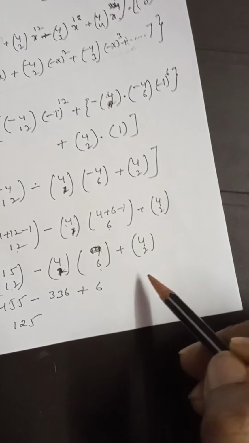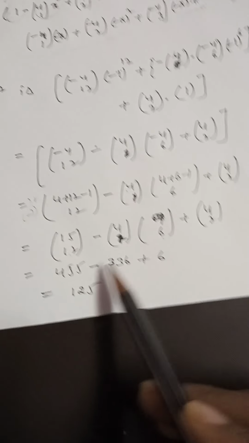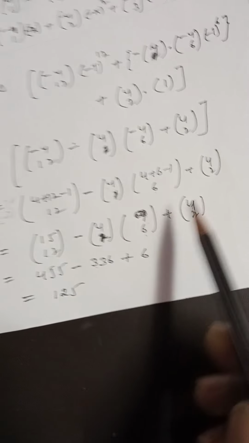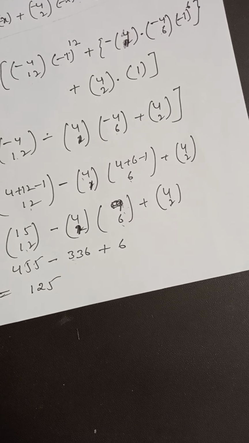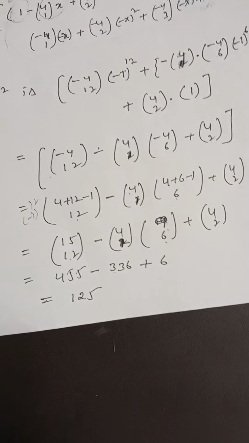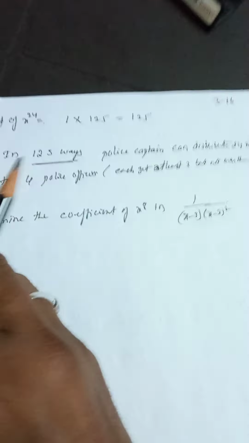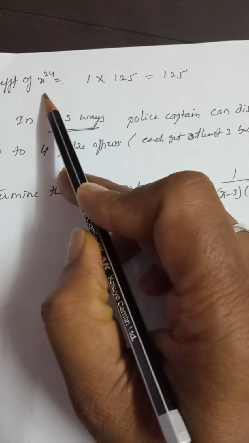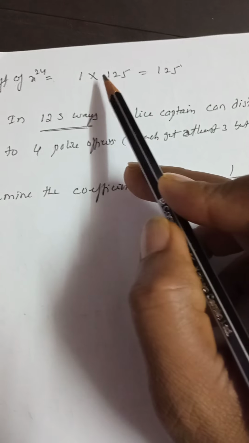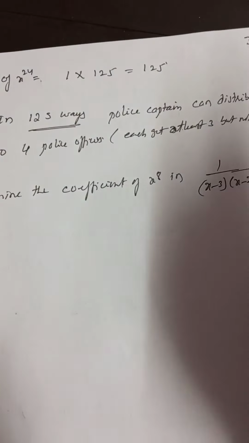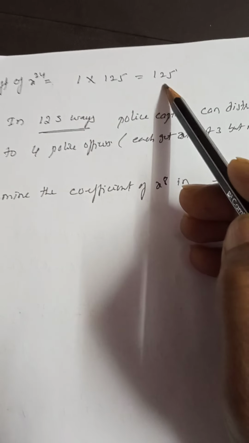Remaining one is 4C2. Here if you simplify this one you will get 455 minus 336 plus 4C2. The value of 4C2 is 4 into 3 by 2 into 1. If you simplify that one you will get 6. Therefore it is equal to 125, right? Now here the coefficient of x^24 is equal to the coefficient of x^12 into the coefficient of x^12 in the expansion, right? 1 into 125 is equal to 125, right?